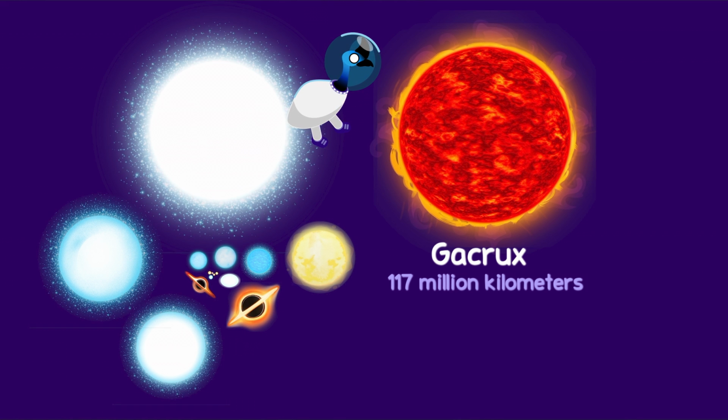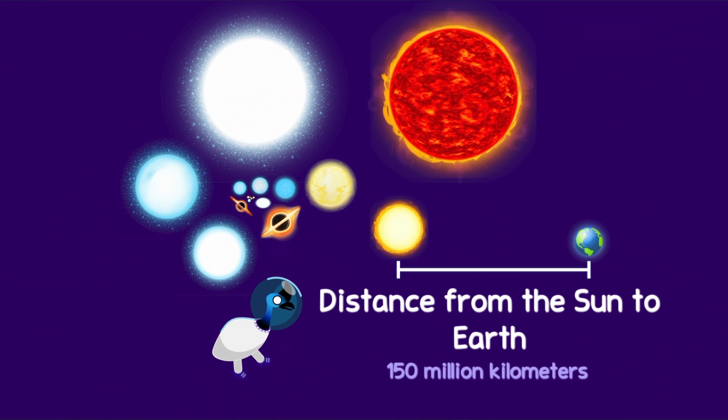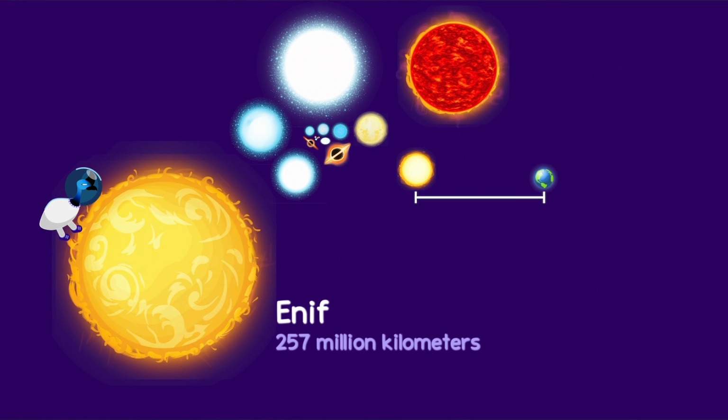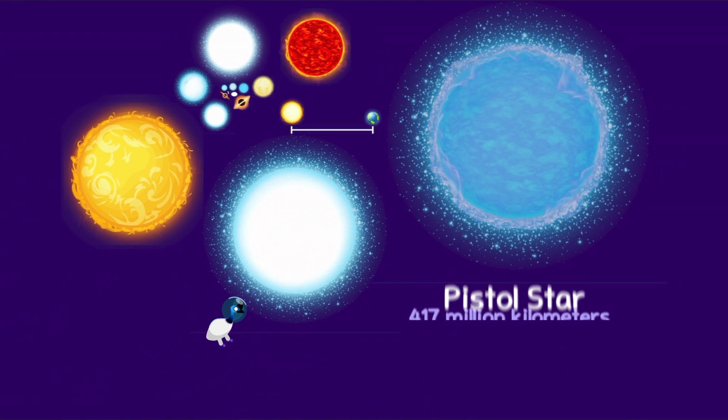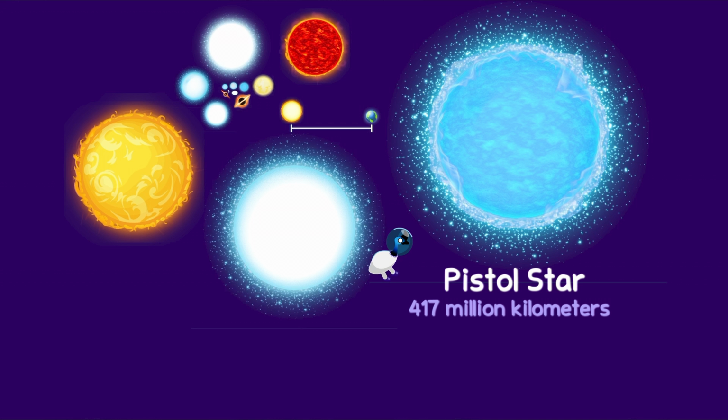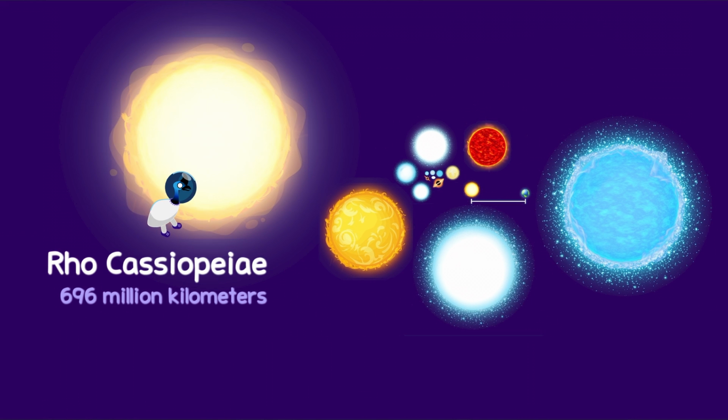Mira, 117 million kilometers, one of the closest red giants to Earth. Distance from the Sun to Earth, 150 million kilometers. Enif, 257 million kilometers, a variable star showing changes in brightness over time. Deneb, 282 million kilometers, one of the most luminous stars. Pistol Star, 470 million kilometers, a massive bright blue star in the Milky Way. Rho Cassiopeiae, 696 million kilometers, one of the very rare yellow hypergiants.